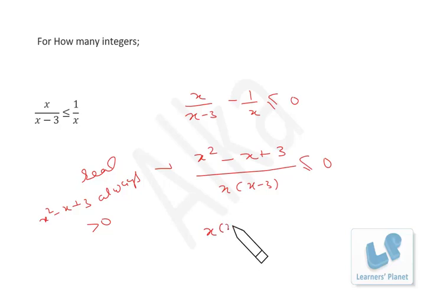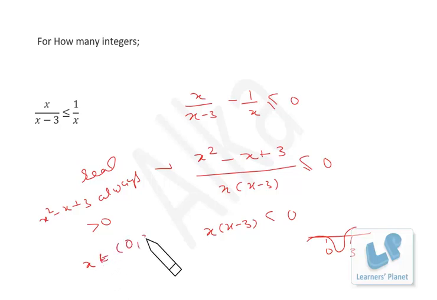That means x minus 3 should be less than 0. It should not be equal to 0, because we cannot have 0 in the denominator, right? That means x minus 3 should be less than 0. So it's 0, here it is 3. So x should be between 0 to 3. Now since we have been asked how many integers, between 0 to 3 we have 2 integers, that is 1 and 2. Right? So the problem is very simple.